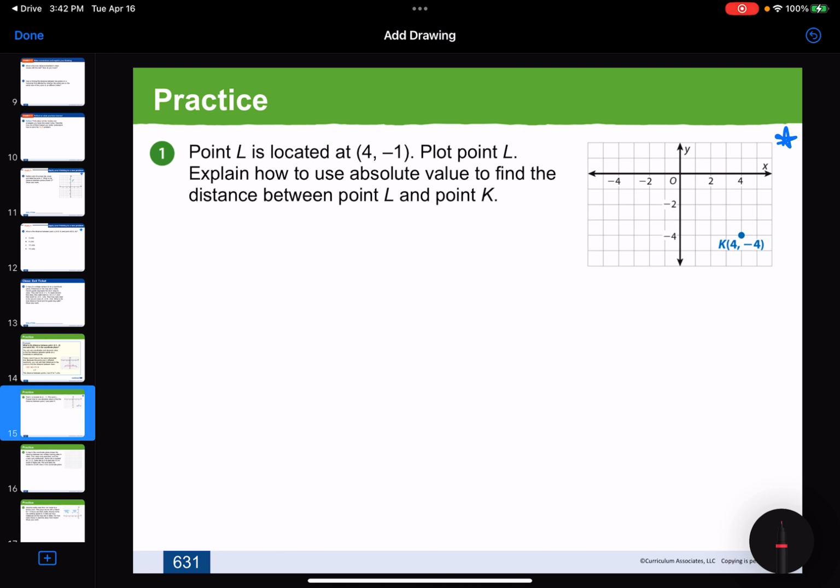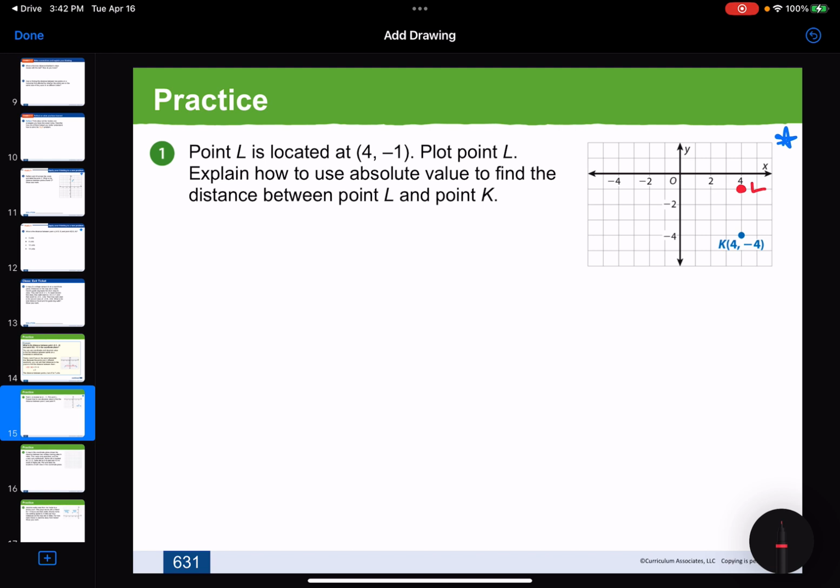It says that point L is located at 4, negative 1. 4, negative 1 would be right here. Plot point L, so that's what we've done. Explain how to use absolute value to find the distances between point L and K.